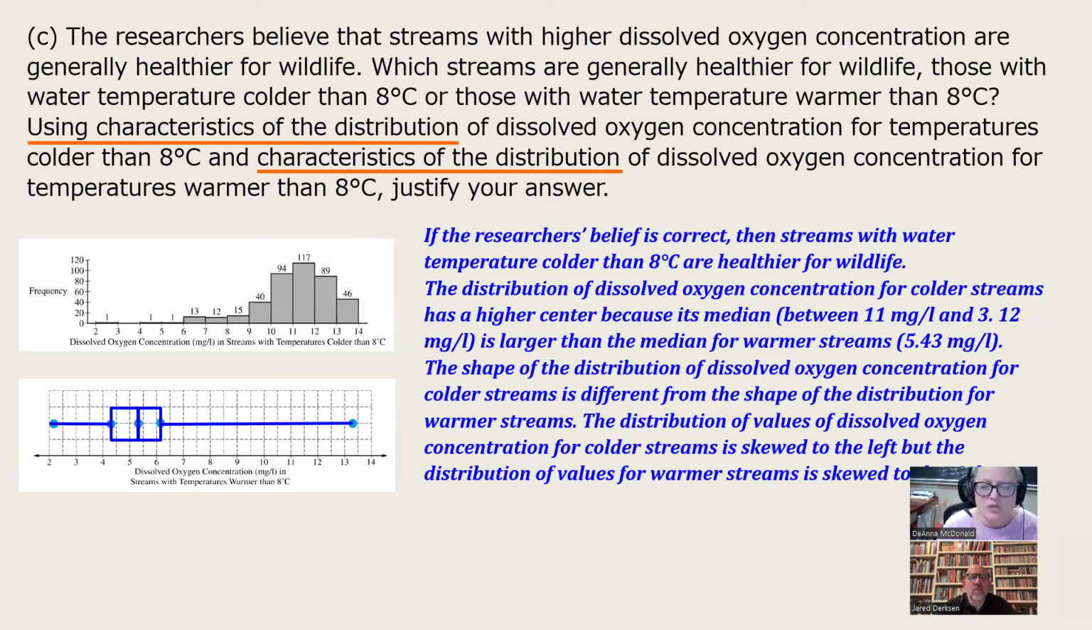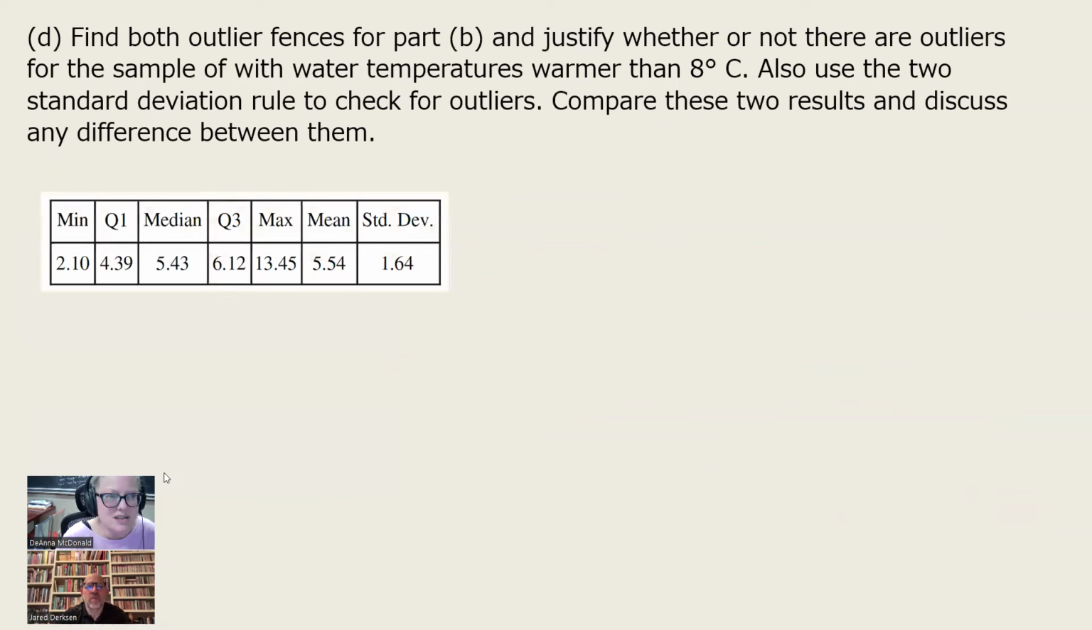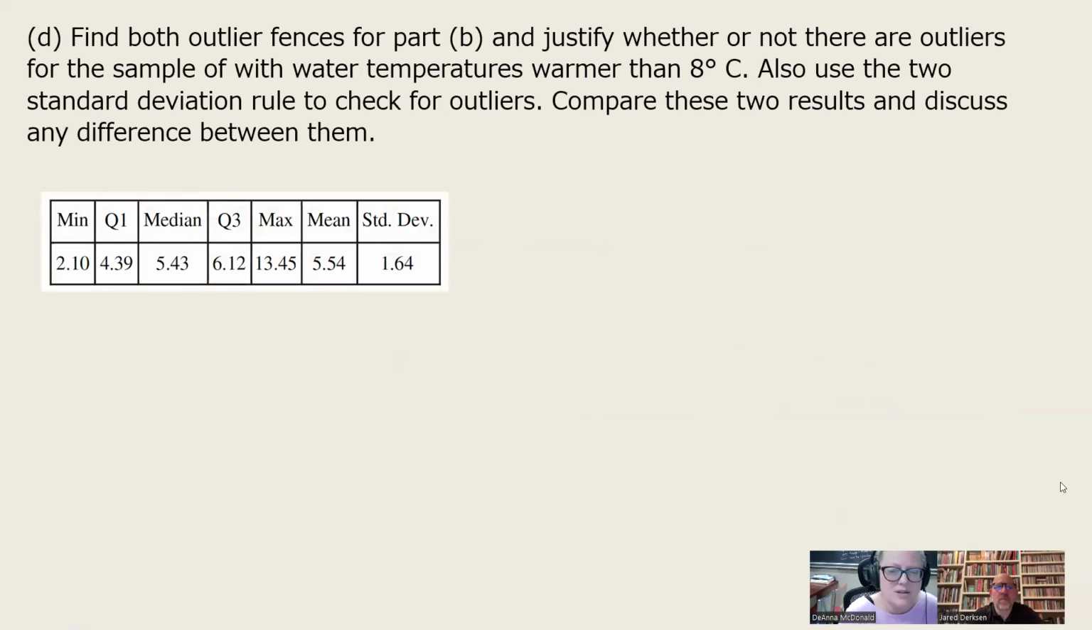But the distribution of values for warmer is skewed to the right. Both distributions have a similar spread. I would say they have a similar variability because they both have similar IQR values, approximately 2 and approximately 1.7 for the warmer streams. So I've justified my choice using the characteristics as I was required.